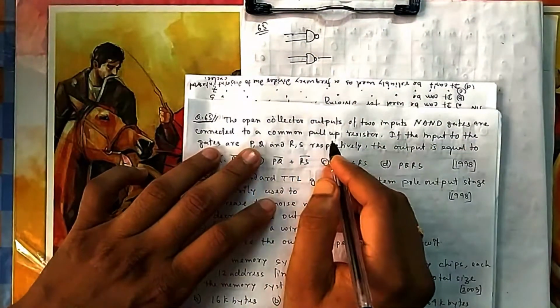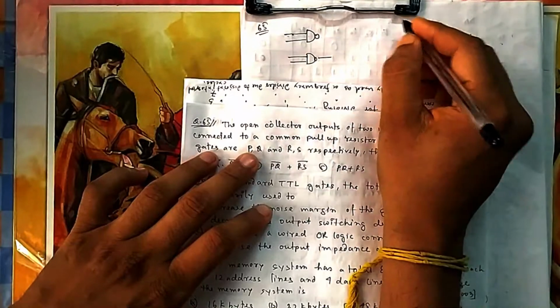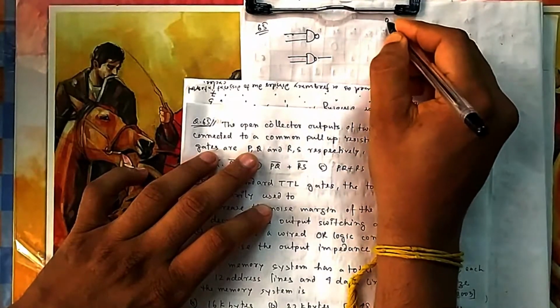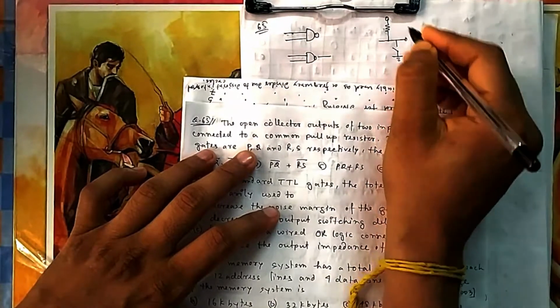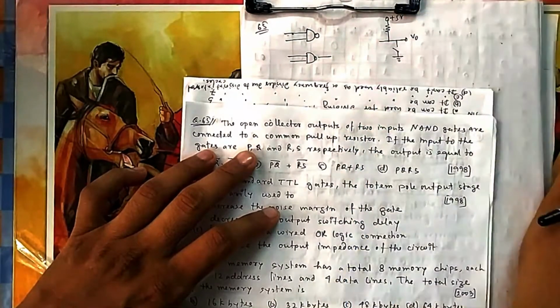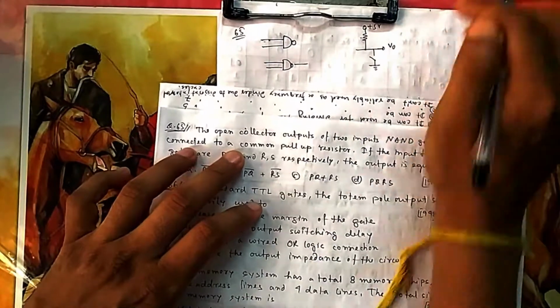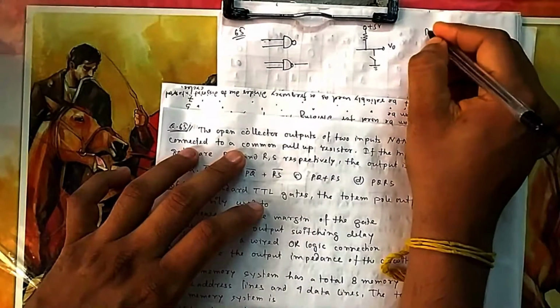The outputs are connected to a common pull-up resistor. Now what is a pull-up resistor? A pull-up resistor is of this fashion. This is a pull-up resistor. Actually suppose this is your output. This is 5 volt suppose, or 10 volt, whatever they have given. So these are pull-up and pull-down resistors.